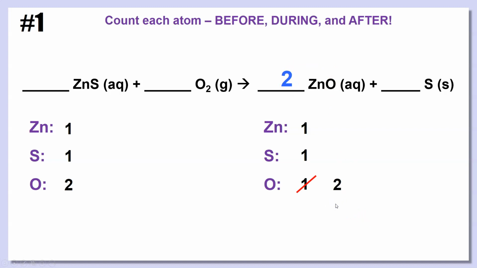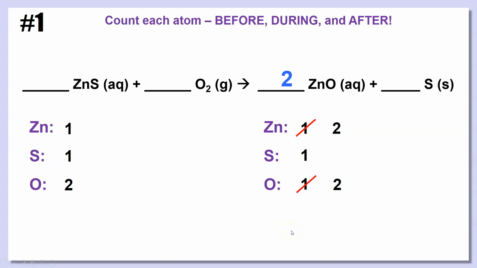But you may notice I fixed one thing and I screwed something else up, didn't I? I totally messed up the zinc. I don't have 1 zinc anymore. Now I have 2 zincs. I fixed one thing and then it got worse, right?